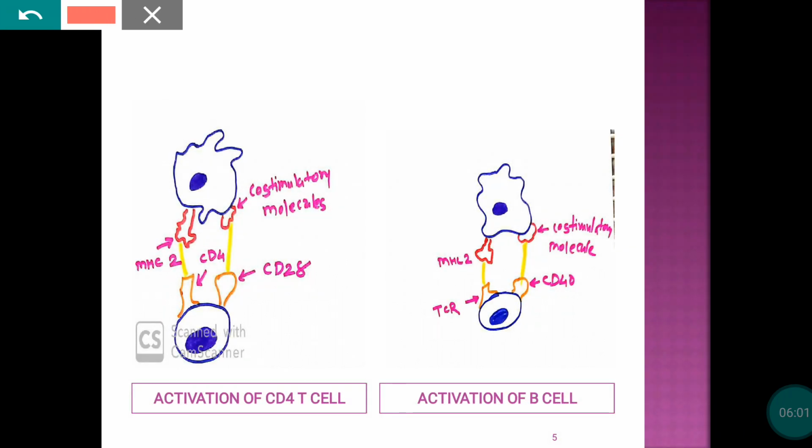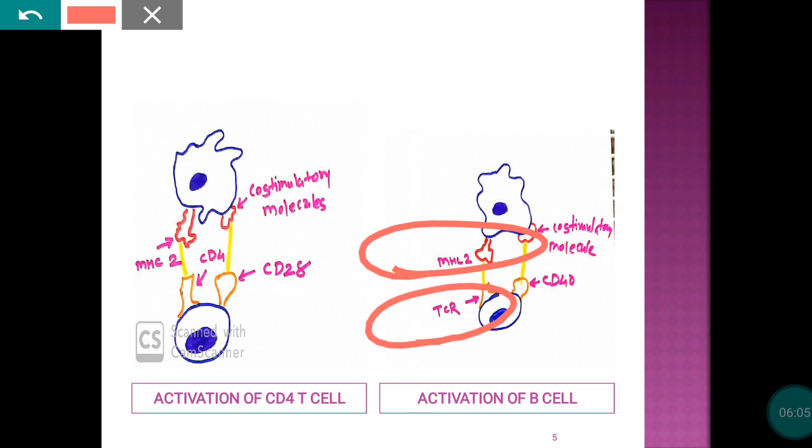Over the B cell, there is a T cell receptor that recognizes the MHC class 2 molecule, and the co-stimulatory molecule is CD40.